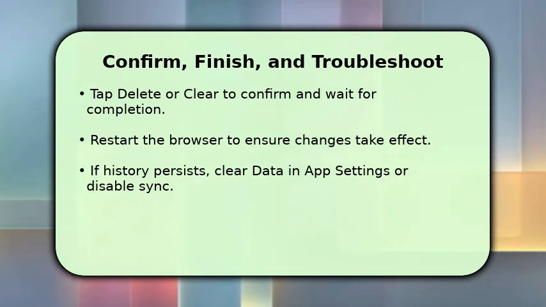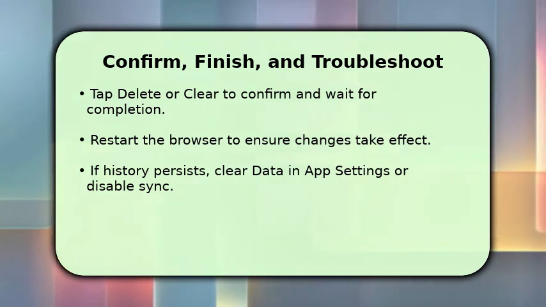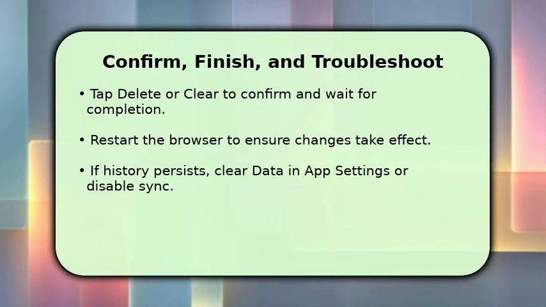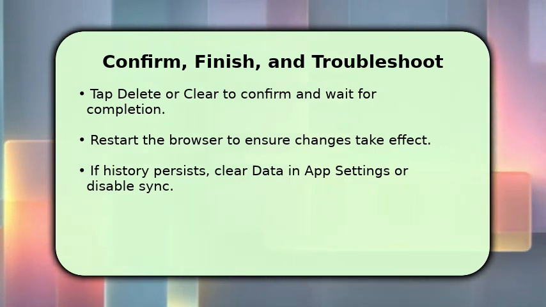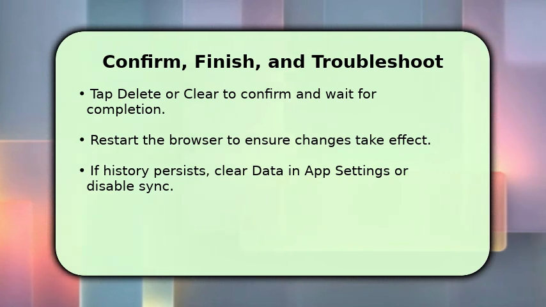If entries still show, go to Android Settings, then Apps, then Samsung Internet, then Storage, then clear data as a deeper reset. Note this removes settings and saved data.